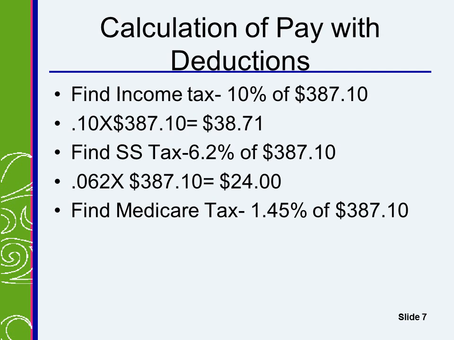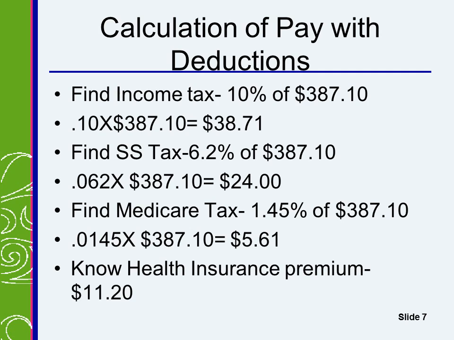Then you find her Medicare tax, 1.45% of $387.10. 0.0145 multiplied by $387.10 gives you $5.61. Then you know already that $11.20 was removed for her health insurance premium.